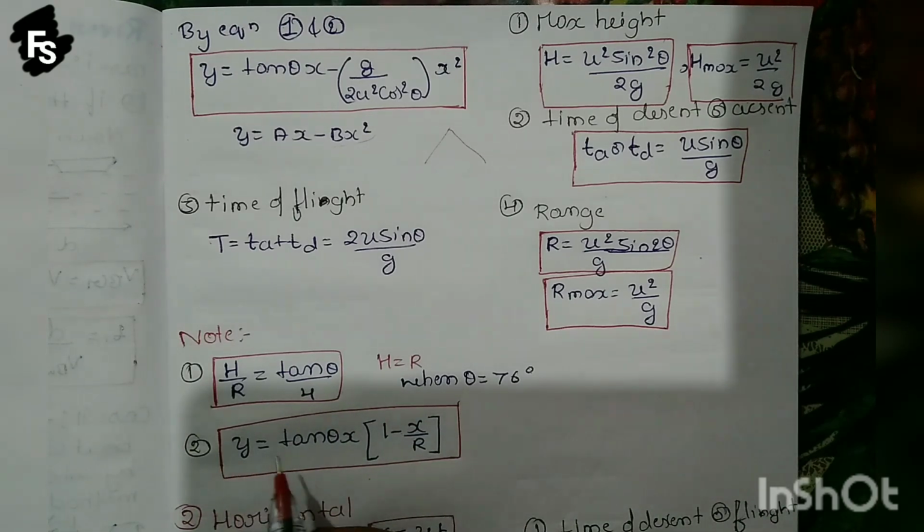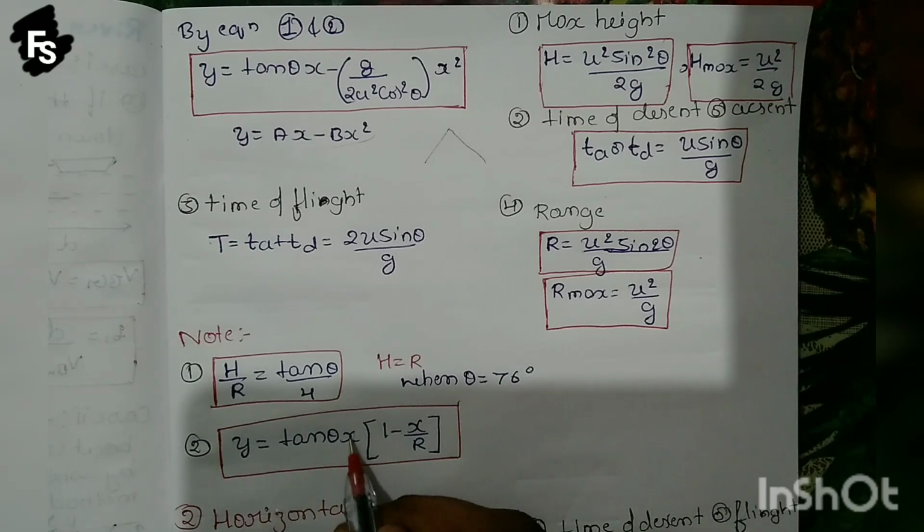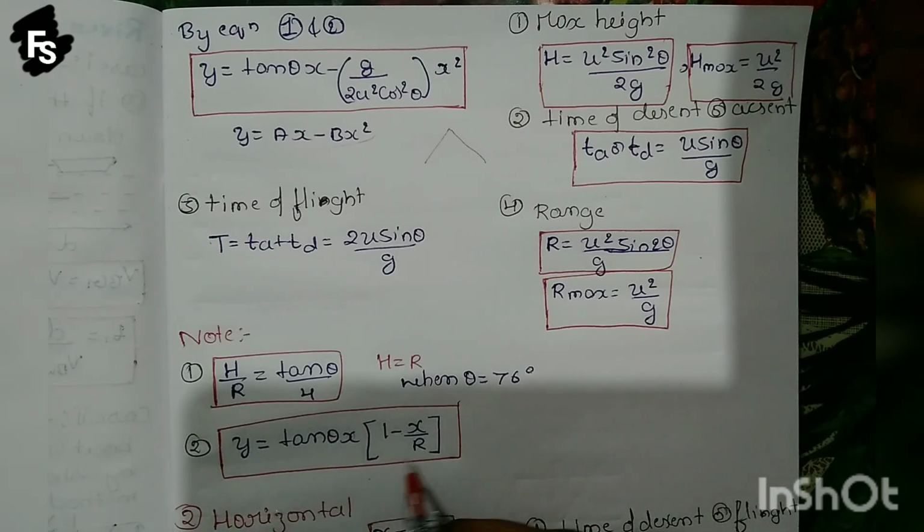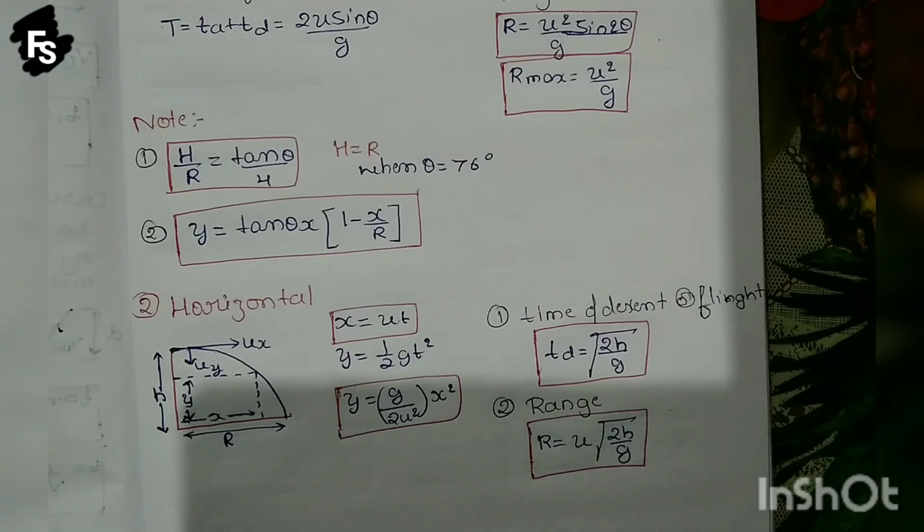Next, second point, y equals tan theta into x into 1 minus x by r. The majority of questions are from this formula only. Here x means some distance, r means range. Remember this formula, it is very important.